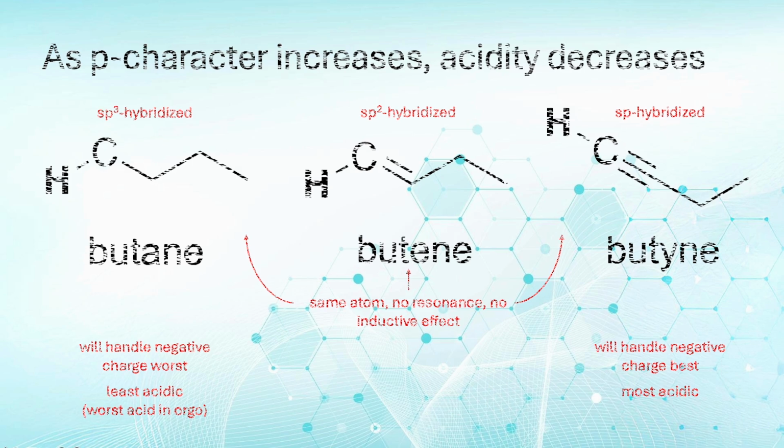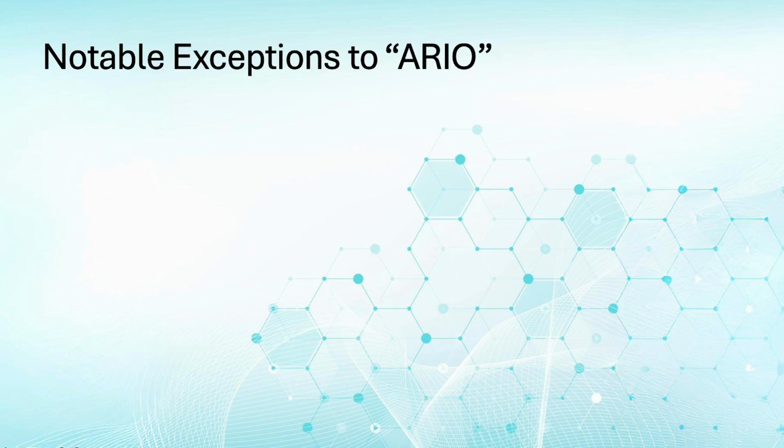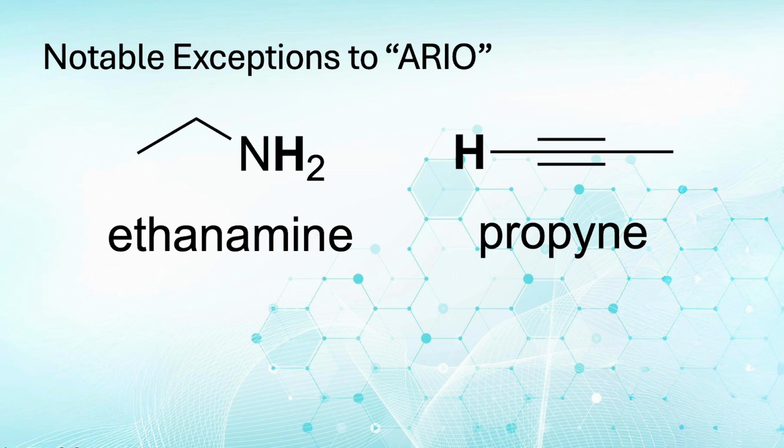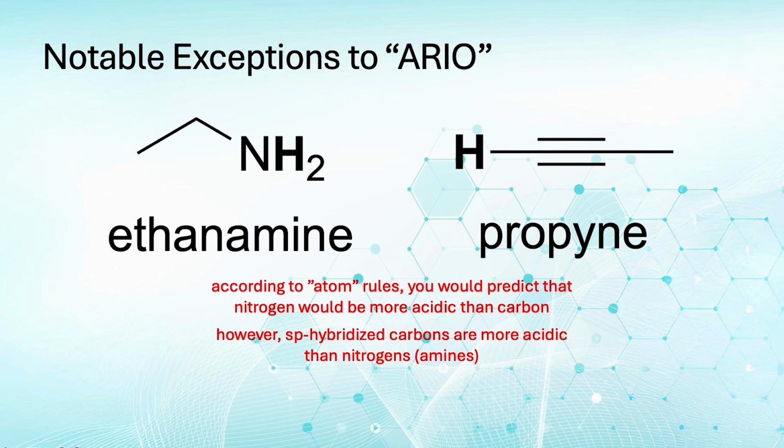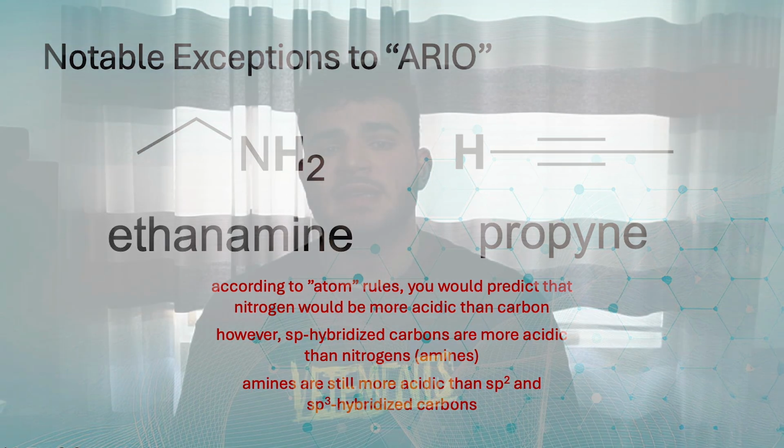There are two major exceptions to this mnemonic that you should commit to memory. First, if we were to compare a nitrogen or an amine to a carbon, we would expect that the amine would be more acidic than all of the carbon species. However, amines are not stronger than sp hybridized carbons. They are, however, still stronger than sp2 and sp3 hybridized carbons. The second exception is a great example to introduce a letter in the mnemonic that I purposely left out. C, or charge, can turn your rules upside down.